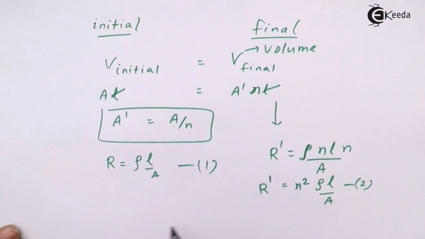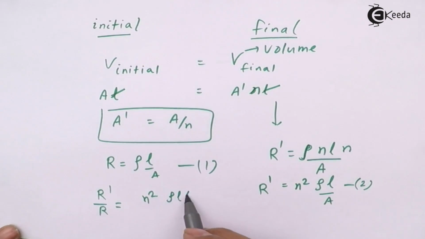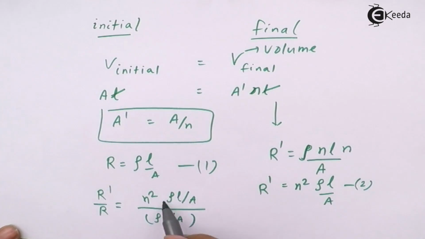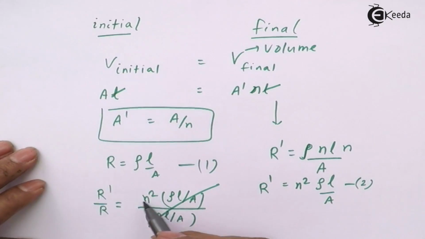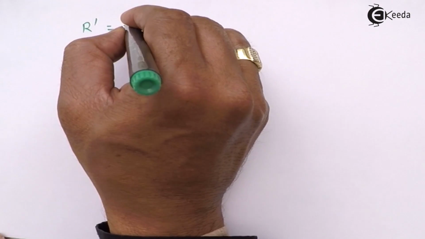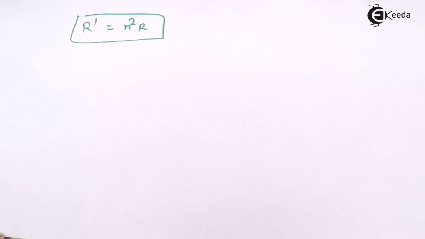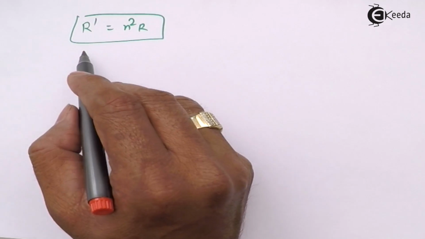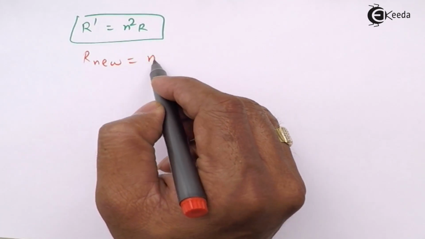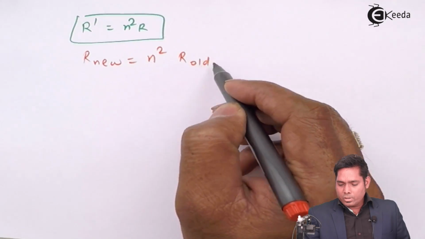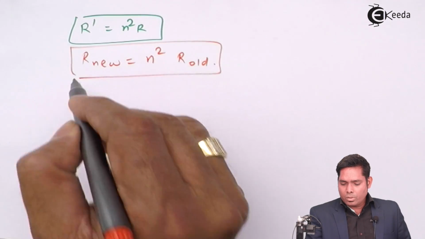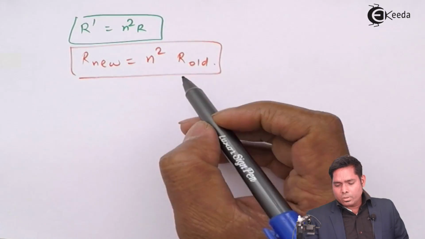Dividing, R dash over R becomes n square rho L by A divided by rho L by A. These two factors cancel out and R dash will be n square R. This is how you solve it. Therefore, the new resistance is n square times the old resistance. This is the formula actually given in the book. You can directly use it, otherwise this is the solution.